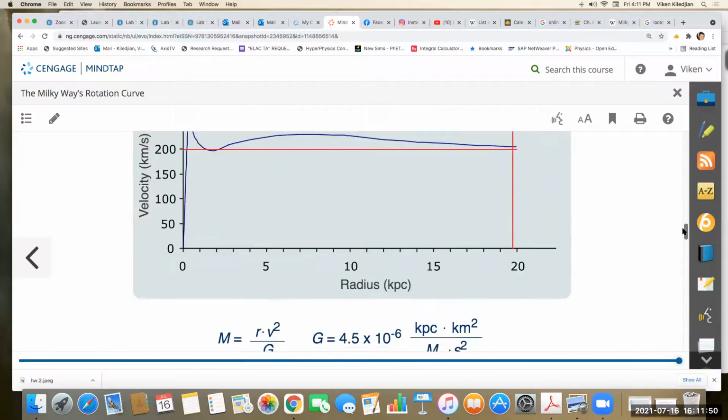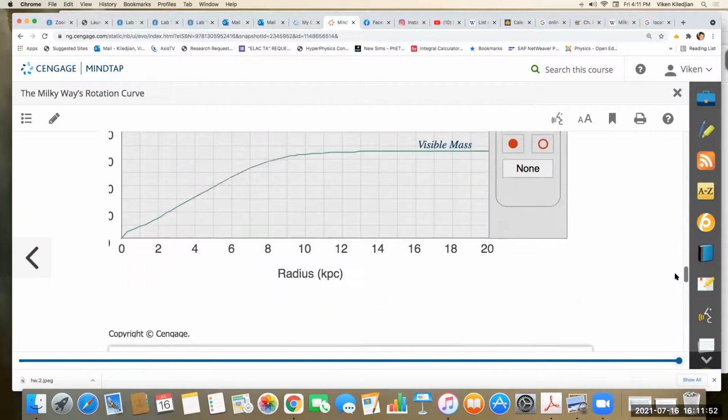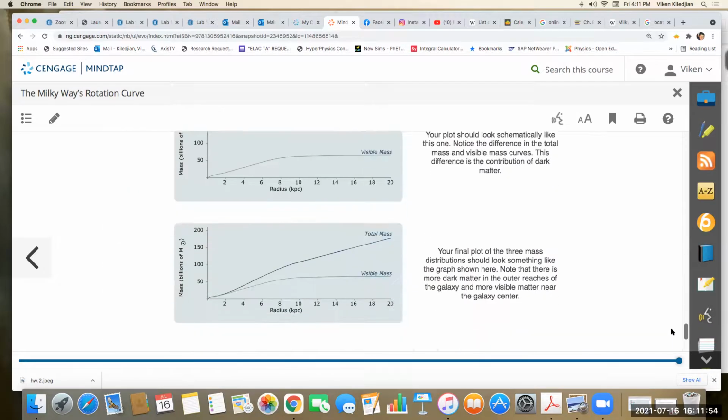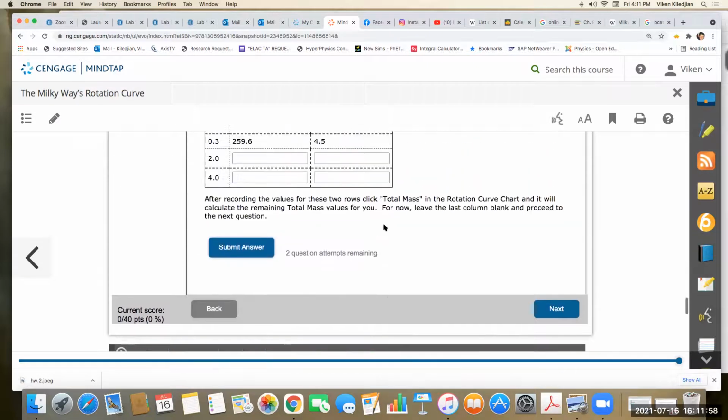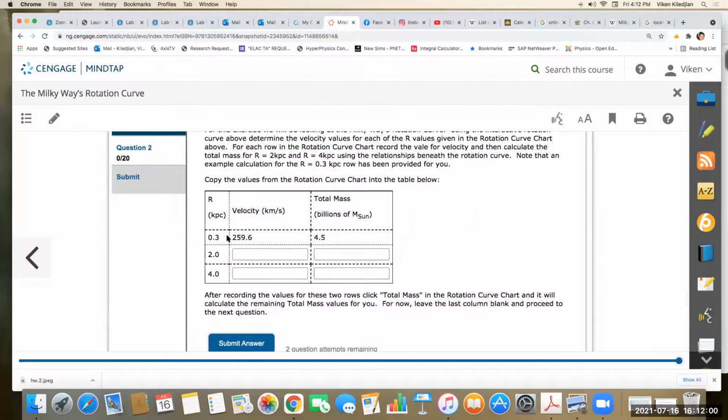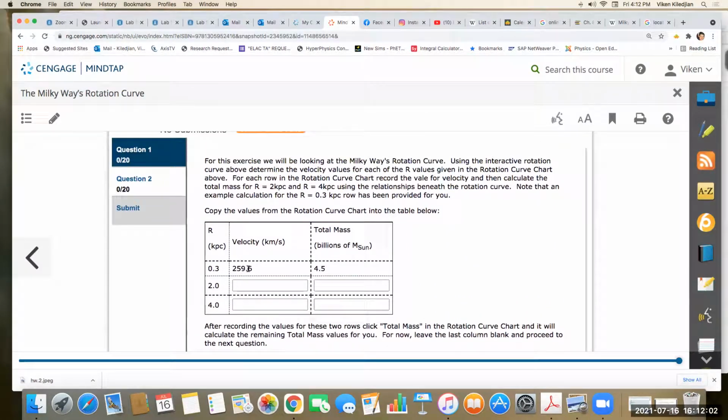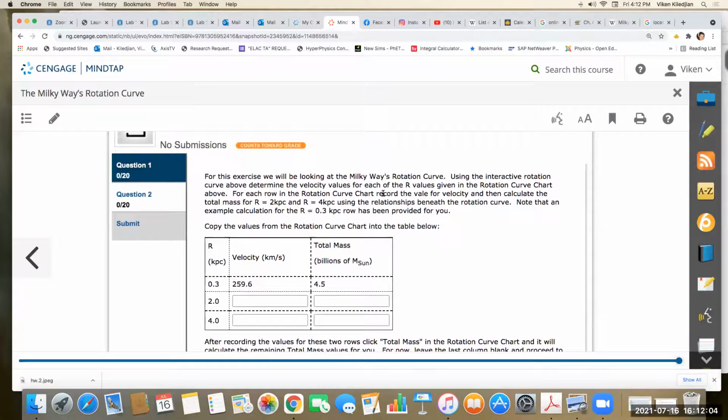Okay, so then you're going to go over here and your plot should look like this when you're done. They're just showing this as an example. So it says R is 0.3, 259. For this exercise, for each row in the rotational curve chart, record the value for velocity and then calculate the total mass for R is 2 and 4 using the relationship beneath the rotation curve.